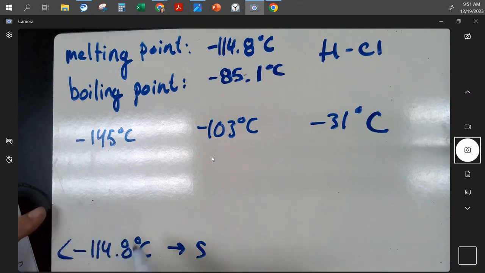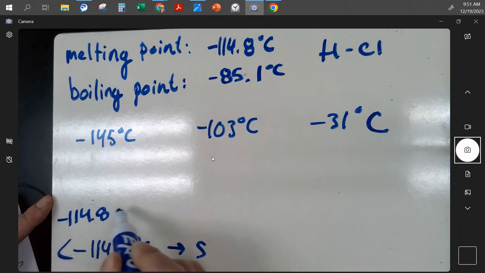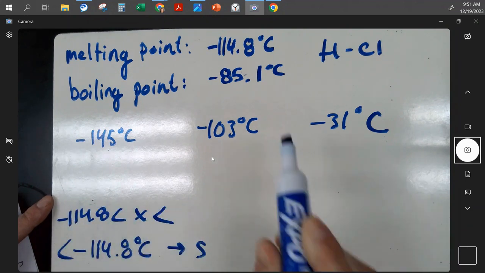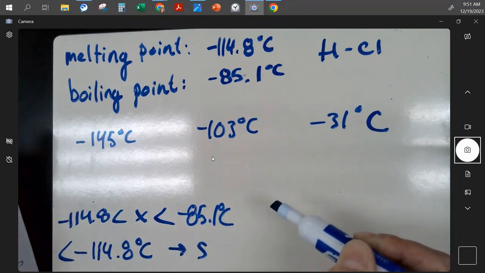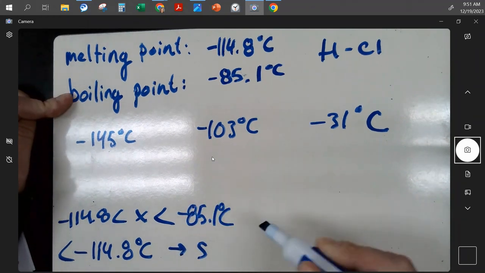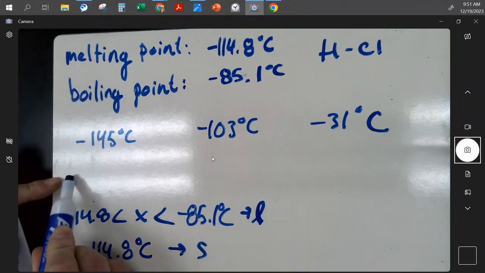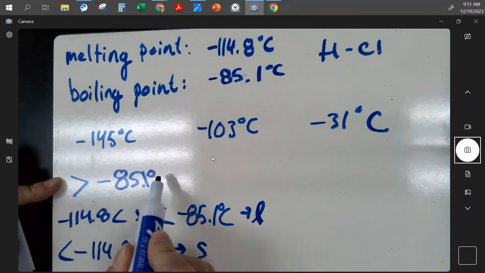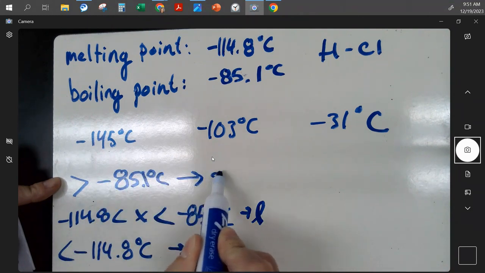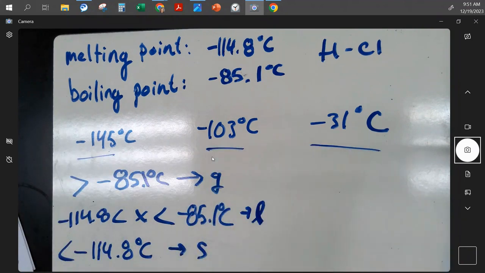Okay, if it's between this number and negative 85.1, then it's going to be what? If it's between melting and boiling, it'll be a liquid. And if it's above negative 85.1, then it's going to be a gas. Okay, so then we just have to go through, and these are the temperatures that they gave us. And we have to pick the correct phase.